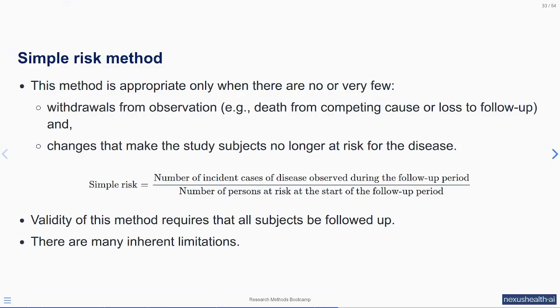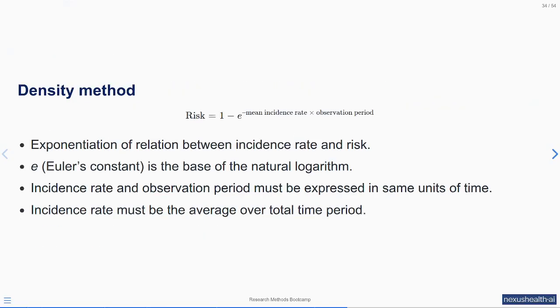And it's calculated by giving us the number of incident cases of disease observed during the follow-up period over the number of persons at risk at the start of the follow-up period. So this is simply just the cumulative incidence formula that we've been looking at from the beginning. So the validity of this method requires that all subjects be followed up. There are many inherent limitations.